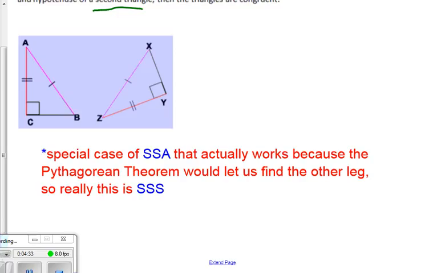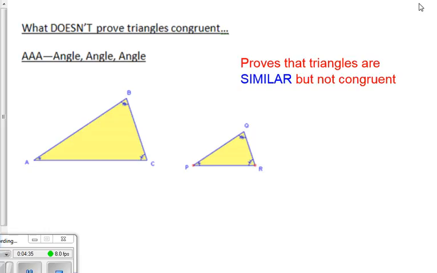So, looking at the next couple of pieces here, let's look at what doesn't prove triangles congruent. So things that aren't actual triangle congruencies. And one of them is angle, angle, angle. So usually we've found out that if we know three things about a triangle, we can usually say that the triangles have to be congruent.